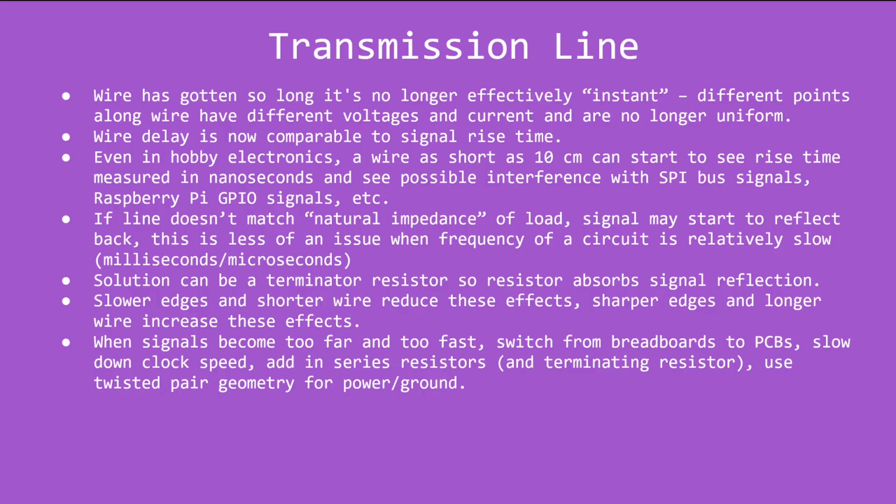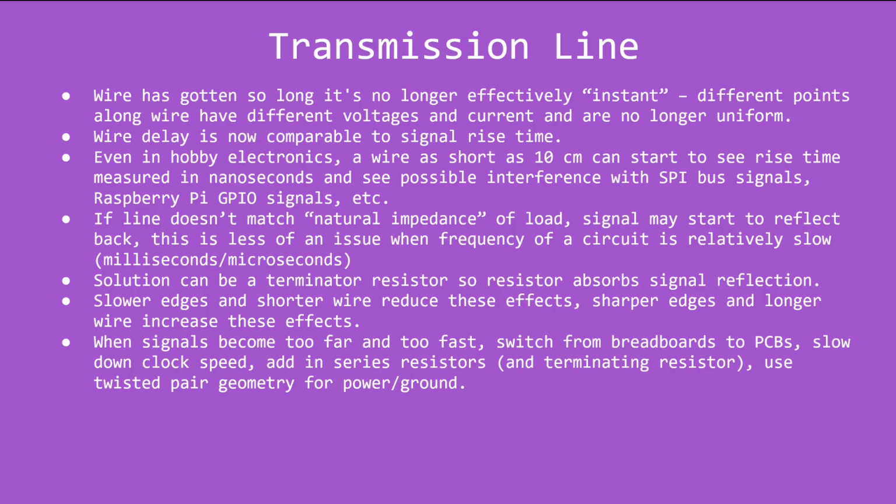The wire delay itself becomes comparable to a signal rise time. This is very important. You'll notice on data sheets where a signal has to fit within a certain rise time potentially. Even a wire as short as 10 centimeters, you could start to see rise times measured in nanoseconds. And even this short a distance can interfere with things like SPI bus signals. If the line also doesn't match the natural impedance of the load, the signal may start to reflect back. This is less of an issue if your frequency is relatively slow, like you're dealing with milliseconds or microseconds.